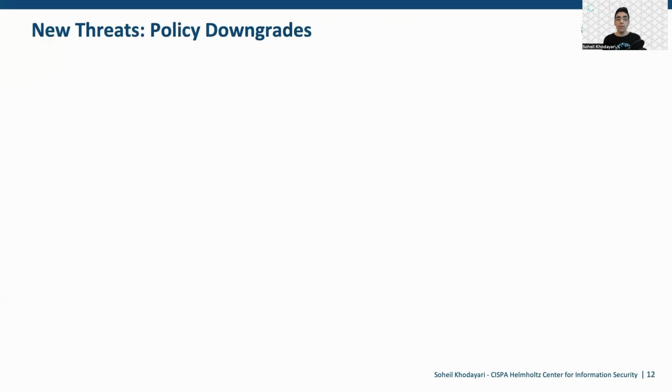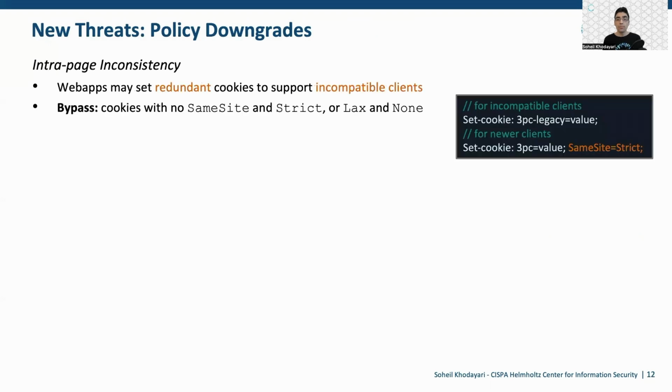Also, in this paper, we proposed 3 new threats that are caused by developers' mistakes and can downgrade the SameSite policy. The first issue is SameSite cookie intra-page inconsistency, and it arises when web applications set redundant cookies to support incompatible clients, but these cookies have different SameSite policies. For example, here we have the CCC legacy cookie without the SameSite attribute for incompatible clients, and then the CCC cookie with SameSite equals strict for modern clients.